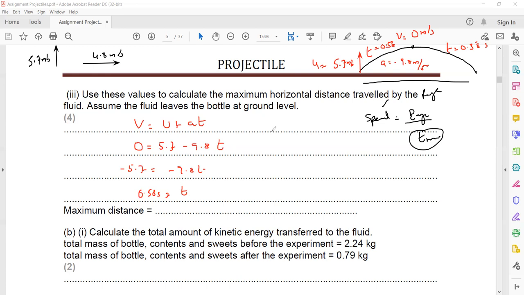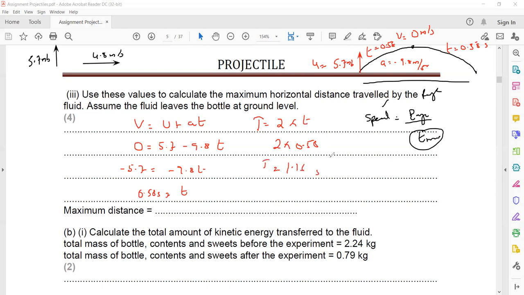So total time, because when we are finding the range, we need the total time. So total time will be equal to 0.58 multiplied by 2, that's equal to 1.16. So total time will be twice the time to reach the maximum height. So 2 into 0.58, 1.16 seconds.